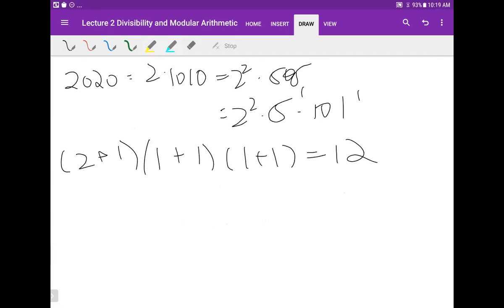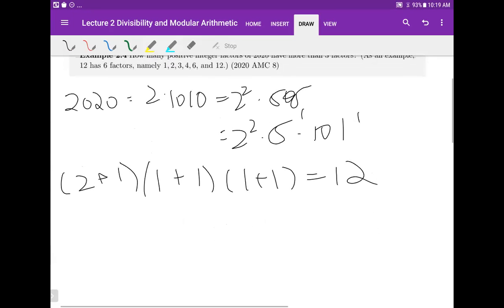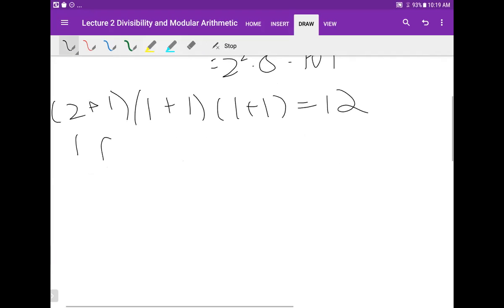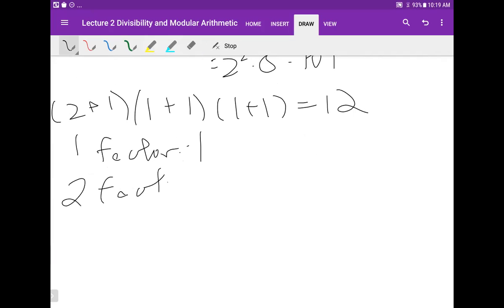First let's count the numbers with 1 factor. The only number that has 1 factor is going to be 1. So with 1 factor, we have 1 number, 1. And then how about the ones that have 2 factors? Well, those are going to be the prime numbers. So for 2 factors, they're going to be the prime numbers in our prime factorization, which are 2, 5, and 101. So there are 3 of them.